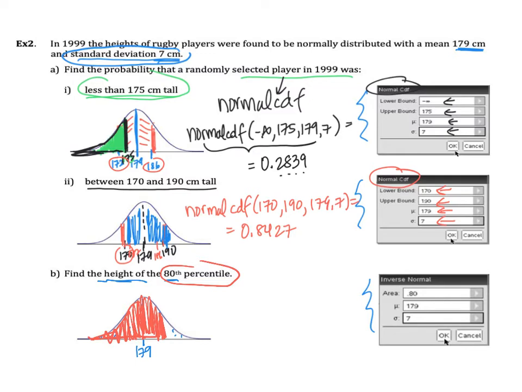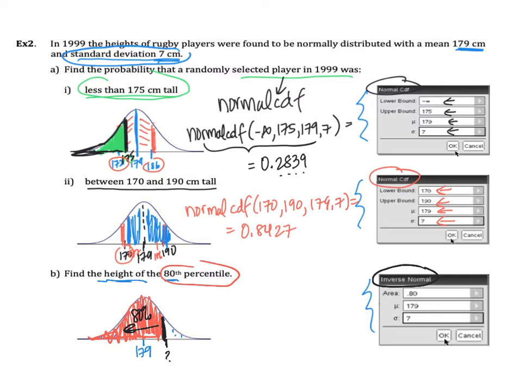So I'm trying to figure out what height is associated with this right-hand value right here, where to the left of that would be 80% of all of the data. So when we give you the percentile, you have to use something called inverse norm, or inverse normal.